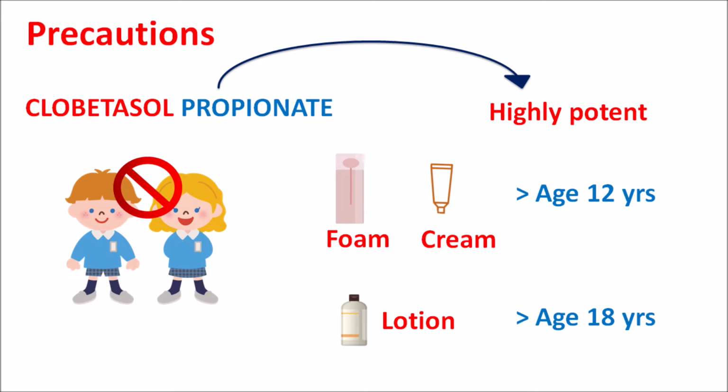Because in children, clobetasol propionate may suppress the HPA axis, resulting in systemic side effects, and it may reduce the growth of the children as well as it can produce mental retardation. That's why it is not given in children less than 12 years.